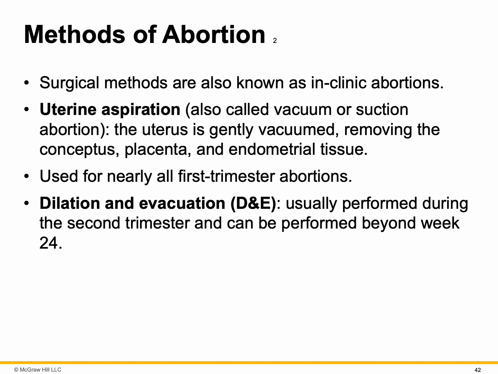There are also surgical methods of abortion that are called in-clinic abortions. There are a couple of different types. With uterine aspiration, the uterus is gently vacuumed, removing the conceptus, placenta, and endometrial tissue. This form of abortion is used for nearly all first trimester abortions. Another surgical method called dilation and evacuation uses a similar method as vacuum aspiration, but is usually performed during the second trimester and can be performed beyond 24 weeks.